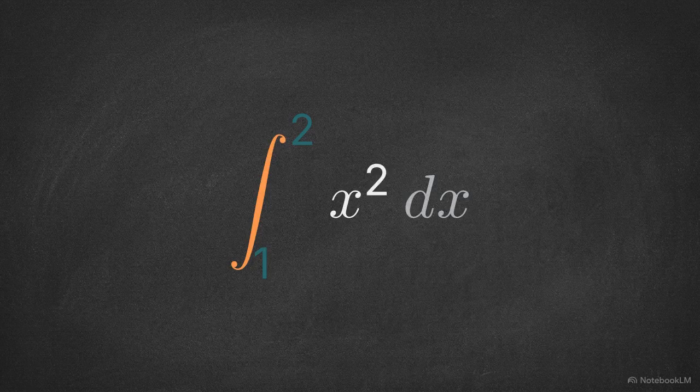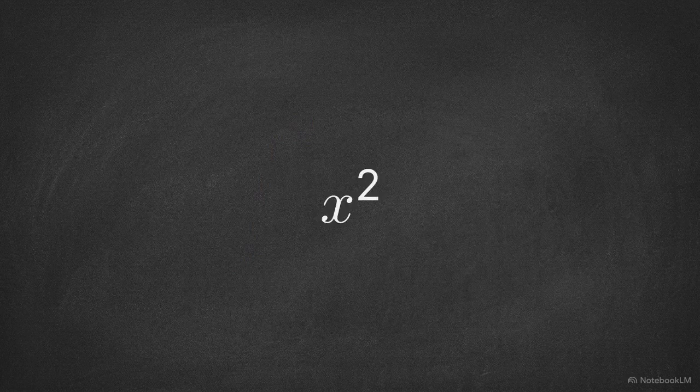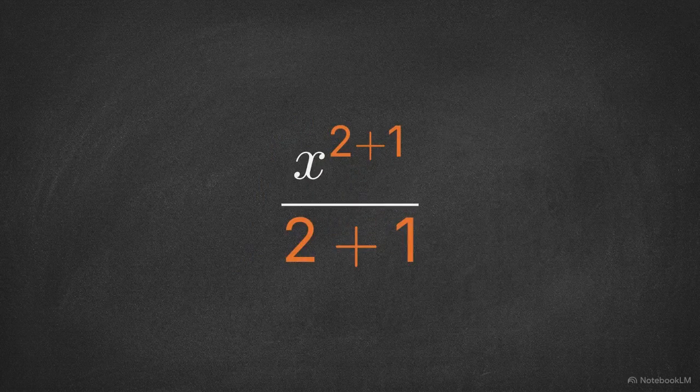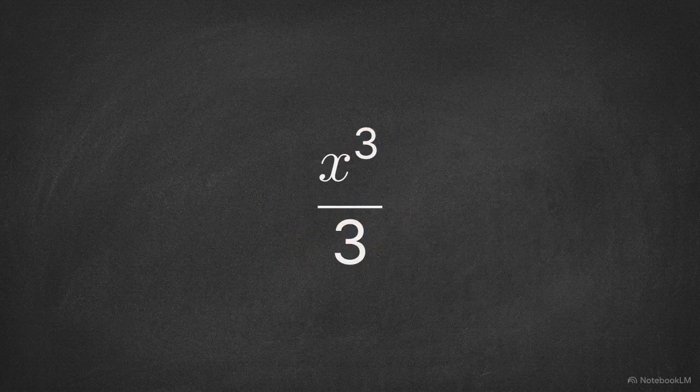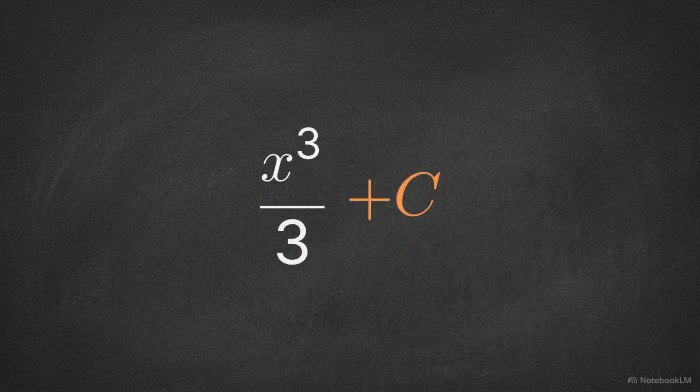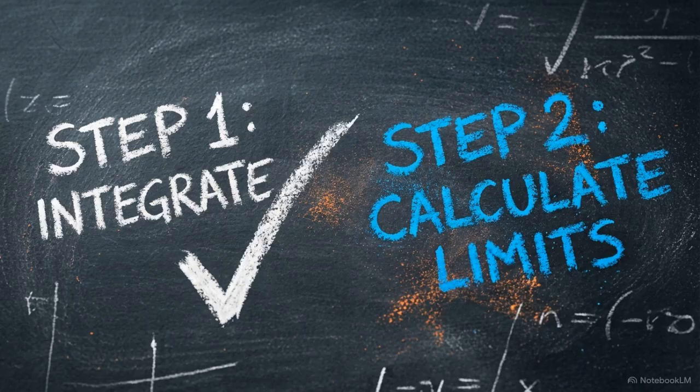For a definite integral, we place a lower limit of 1 at the bottom, an upper limit of 2 at the top, and x squared inside. Step 1, we temporarily ignore limits and integrate x squared, getting x cubed over 3. We drop the plus c constant as it mathematically cancels out. With the integrated function ready, we calculate the specific value between our limits.